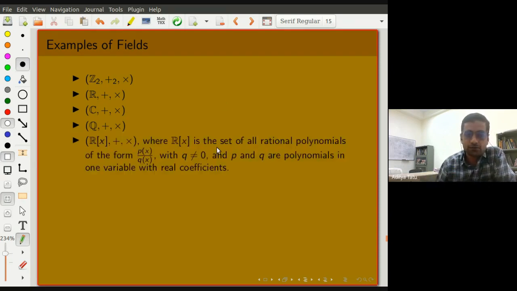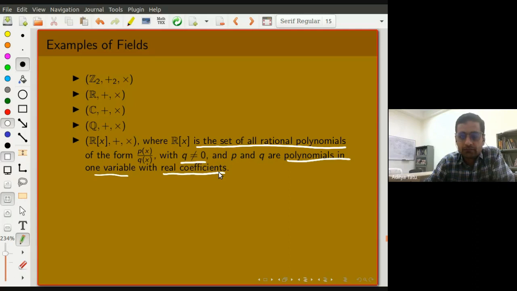That is the set of all rational polynomials. What do I mean by rational polynomials? I'm basically going to take a ratio of two polynomials. The only condition is that the denominator polynomial should not be the 0 polynomial. And the two polynomials involved are polynomials in one variable with real coefficients. The set of all such rational polynomials, with your usual addition and multiplication between functions, also forms a field. You can later quickly verify the properties.